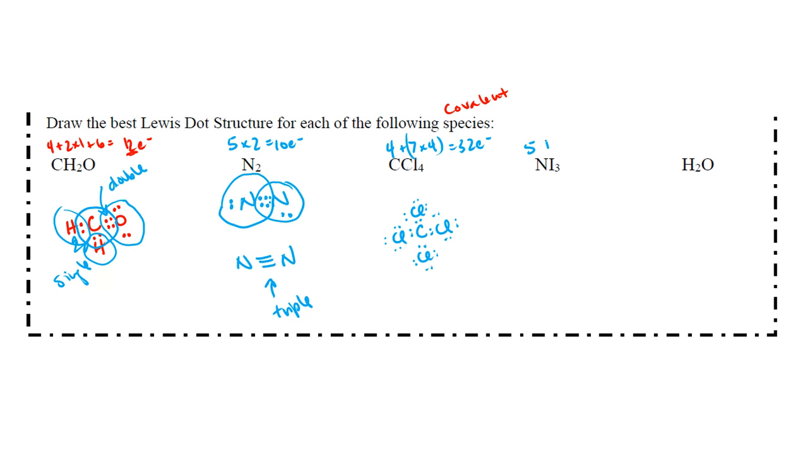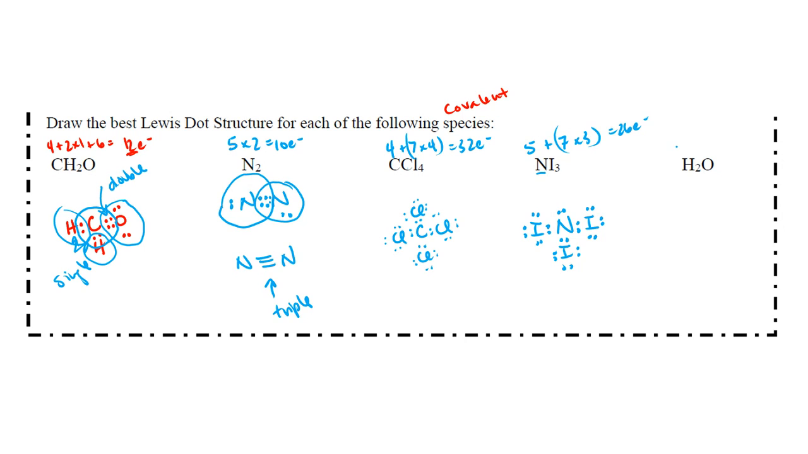Nitrogen has 5 valence electrons. Iodine each has 7. There are 3 of them. 21 plus 5 is 26. Nitrogen is more to the left in the periodic table, and also there's only 1 nitrogen and lots of iodine. So we're going to put nitrogen in the middle. We're going to put iodine around nitrogen. 26 valence electrons. 2, 4, 6, 8, 10, 12, 14, 16, 18, 20, 22, 24, 26. There's our Lewis dot structure for NI3, nitrogen triiodide.